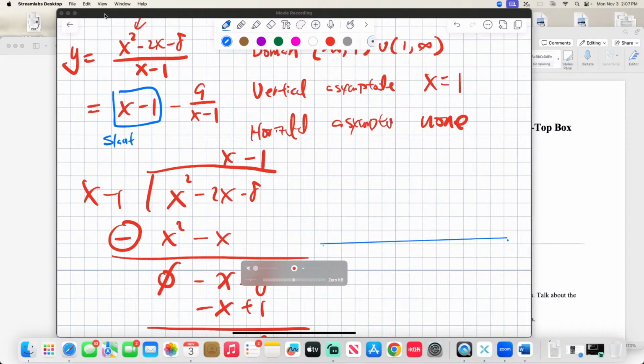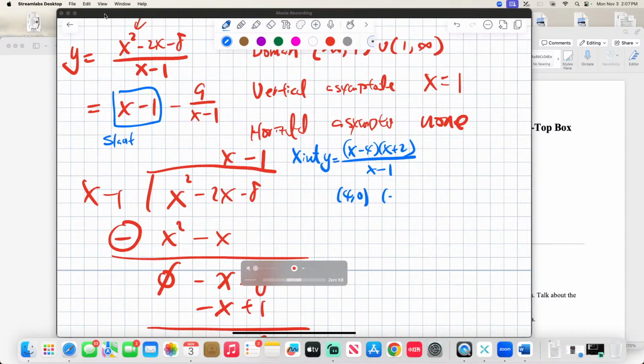Sorry. Can you find x-intercept first? Well, x-intercept is what? I'll factor the top. So it'd be x minus 4, x plus 2 over x minus 1. So where's x-intercept? Not 2. No, not 1 either. Numerator equal to 0. So it's gonna be 4, 0, and negative 2, 0.